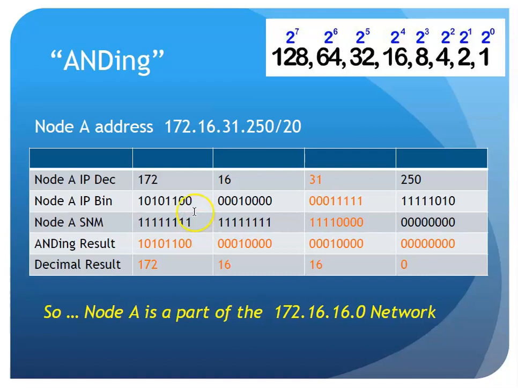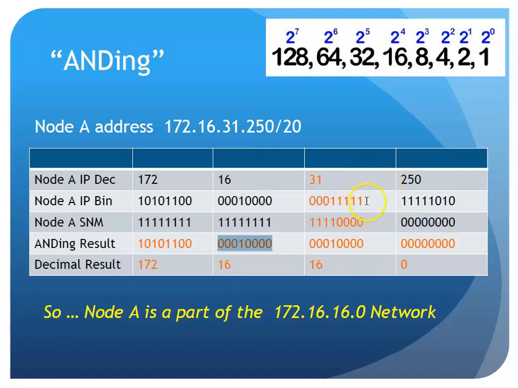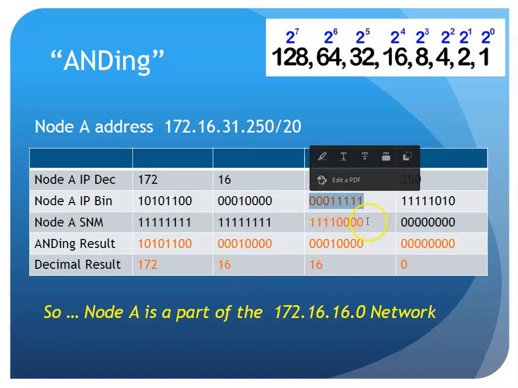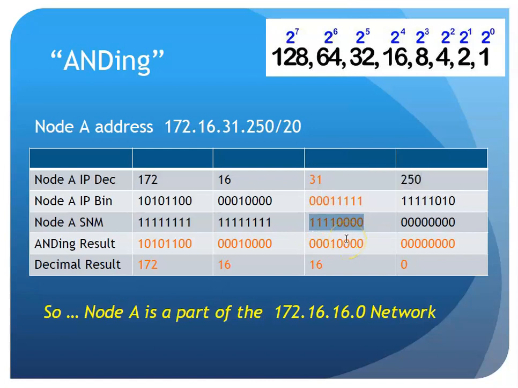Well, it's very quick to see whatever this number was here, AND it with 255 is going to yield the same number. Nothing changed. So I have 16 here, and AND it with 255 is going to yield 16. Again, nothing changed. It's when we have an octet where subnetting has occurred, when I have a subnet mask where subnetting has occurred, it might change. It's most likely going to change.